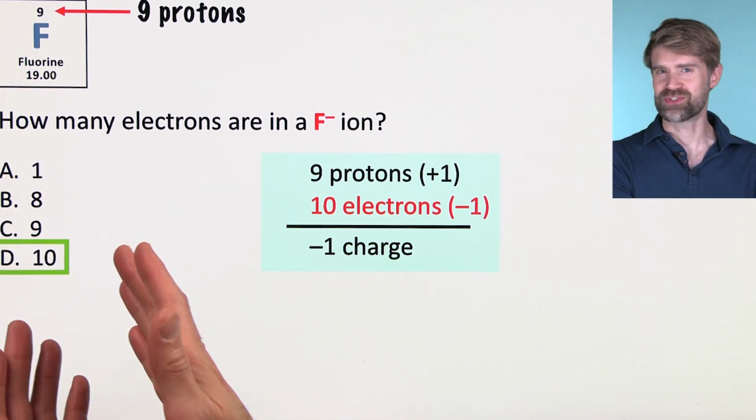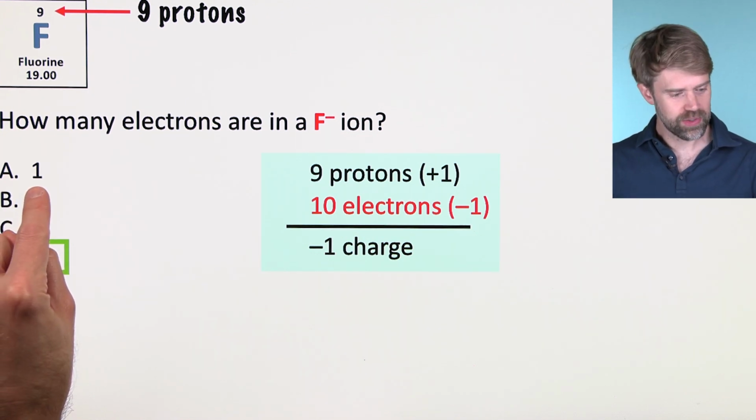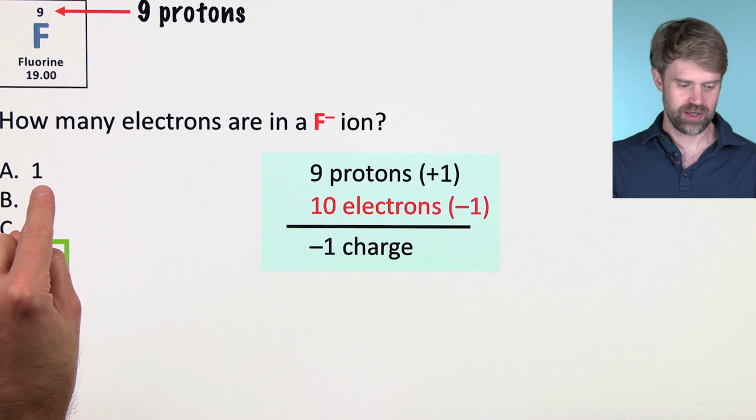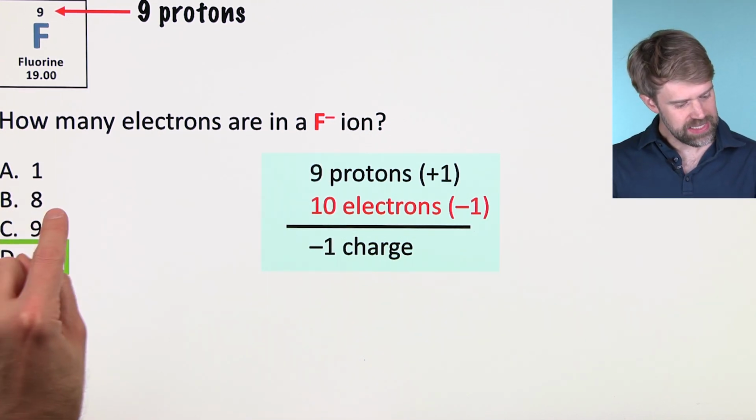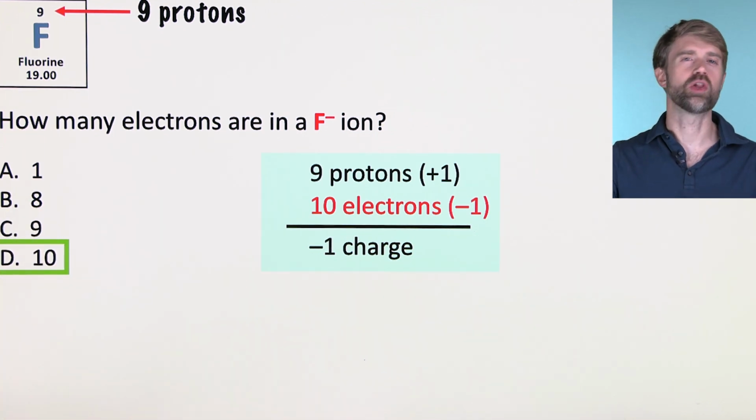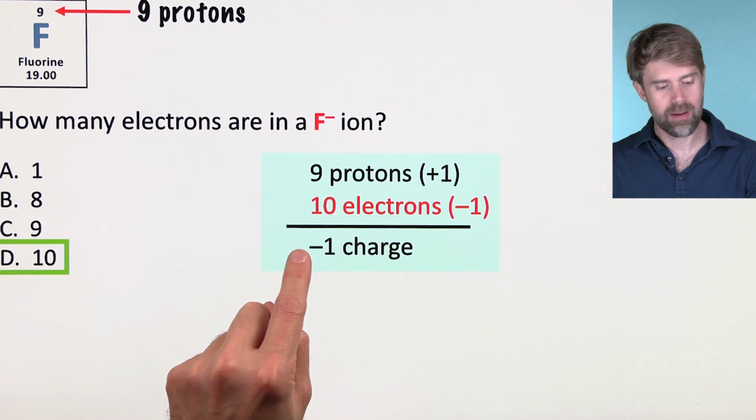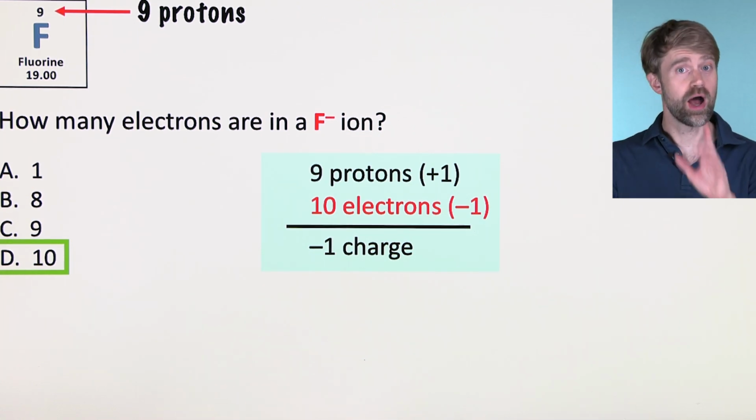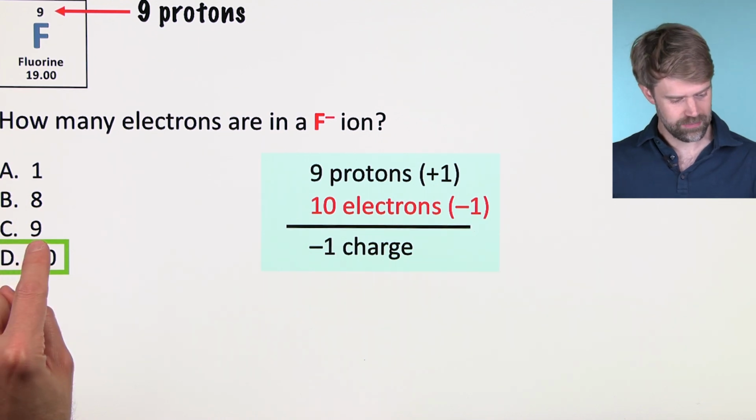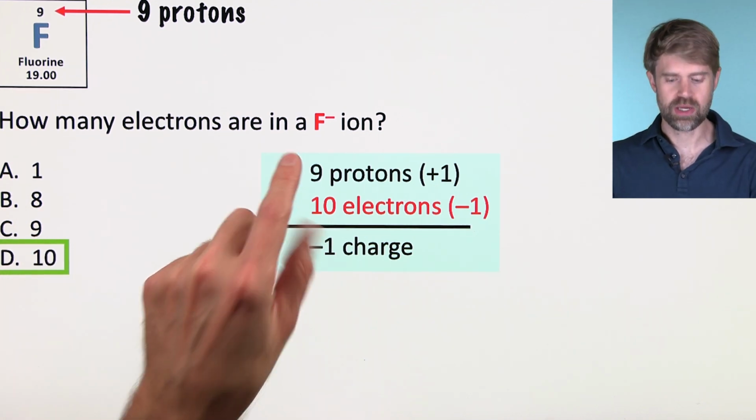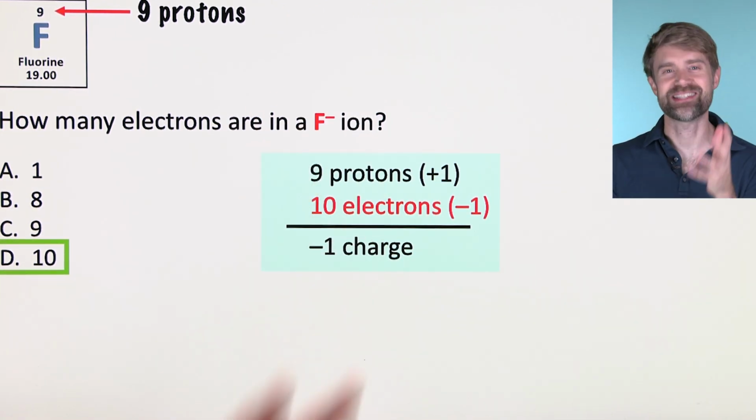But look at the other choices here. They're being sneaky. Choice A makes it look like fluorine only has 1 electron. You might see that -1 and be tempted to pick this. And choice B would be right if fluorine had lost an electron, okay? But then it would have a +1 charge instead of a -1 charge. Remember, electrons are negative. And of course, C is a neutral atom. 9 electrons, 9 protons.